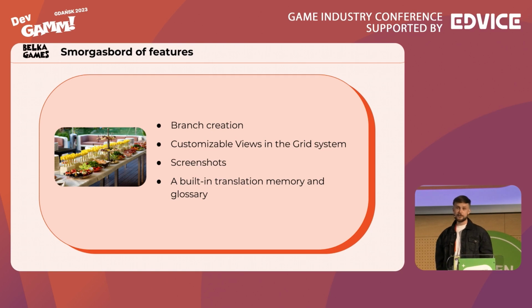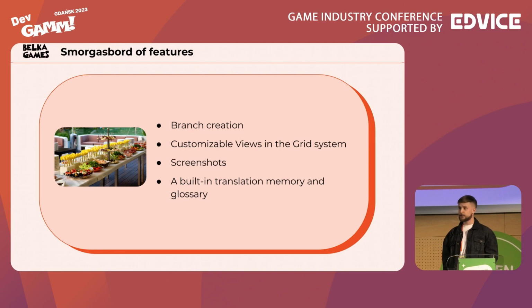Now testers can separate changes from different sources, and it's really useful when you need to work on several files at once. Customizable views in a grid system. This allows us to restrict access to certain views and columns, so each department only sees the information they need. And also, it saves us from mistakes and typos.